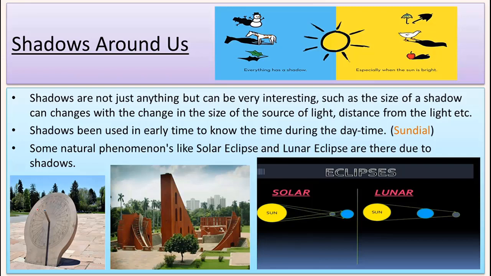Shadows are everywhere. Wherever you see light, you can find shadow. It changes its shape and size with respect to the position of the object and the source of light. Our ancestors used this phenomenon to find out time under the daylight through an instrument called a sundial. Shadows form in space too. It is called an eclipse.